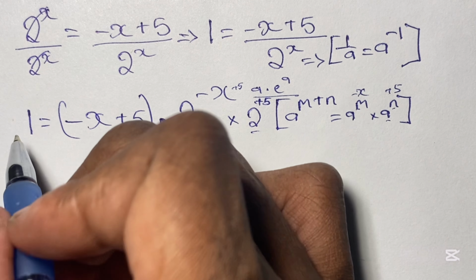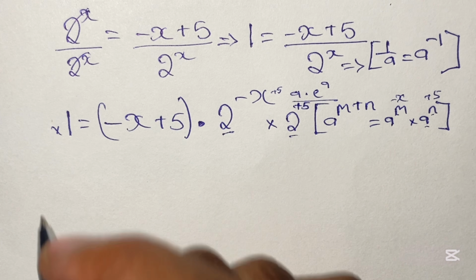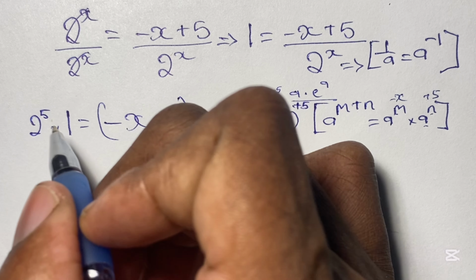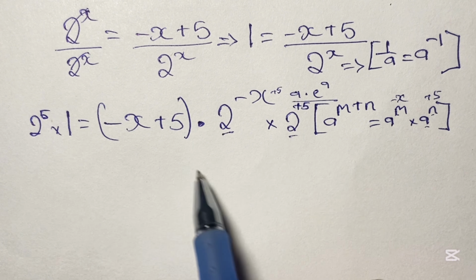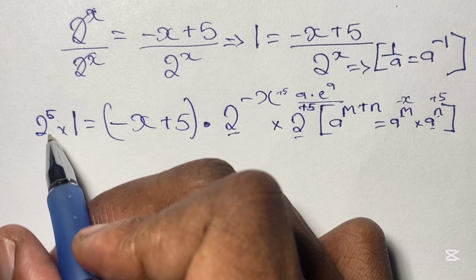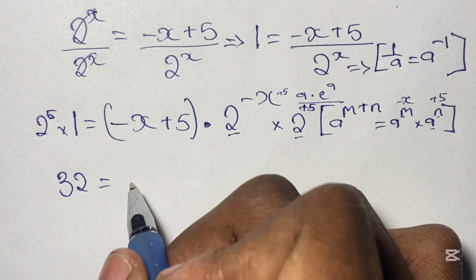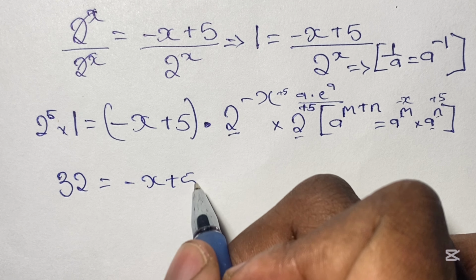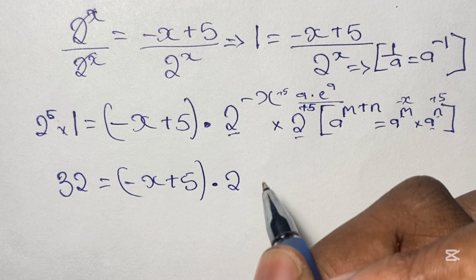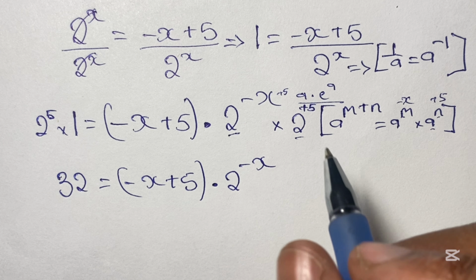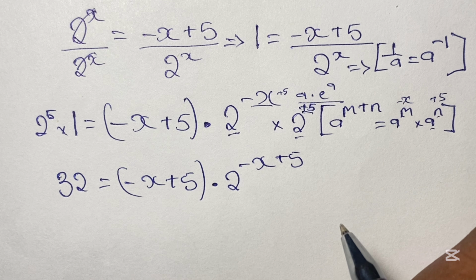And what we're essentially doing is that we're multiplying both sides by 2 to the power of 5. So we're just going to have 2 to the power of 5 also on the left hand side of this equation. So from here we're just going to rewrite what we have here. And we know that 2 to the power of 5 is 32, and 32 times 1 is just going to give us 32. So this means that we have 32 is equal to negative x plus 5 times 2 to the power of negative x. And the fact that we're multiplying by 2 to the power of 5, we can simply add the powers, so we'd have negative x plus 5.